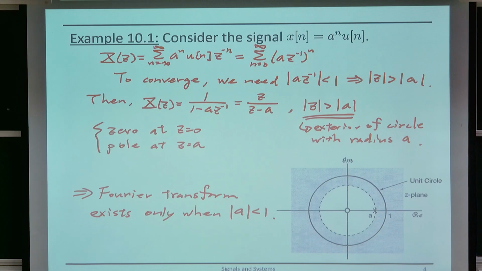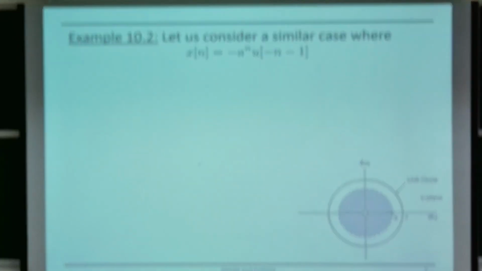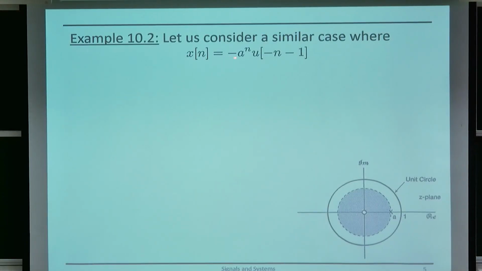So in the continuous time case, we had an exponential to the right, and here we have a geometric series to the right, and we could also have a geometric series going to the left. Okay. So in that case, you can write it as minus a to the power n times u of minus n minus 1. If you look at this unit step function of minus n minus 1, you will see that it is non-zero only for n less than or equal to minus 1. Okay.